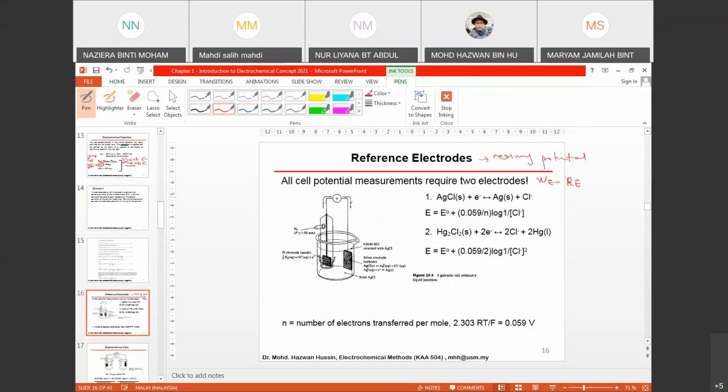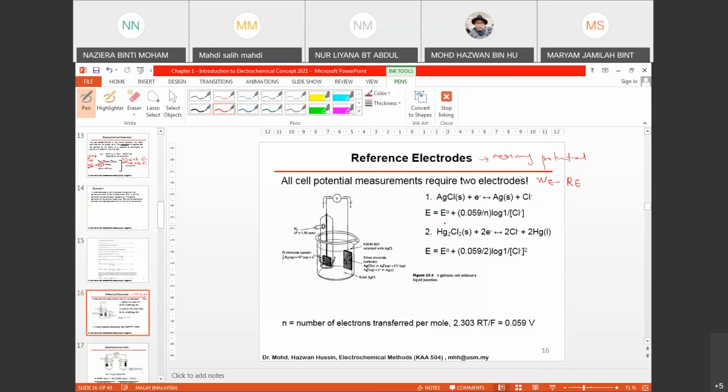You will normally use a voltmeter to read the potential values, but sometimes if the voltmeter is considered too classic, people will just put it together with a machine like a potentiostat or whatsoever.